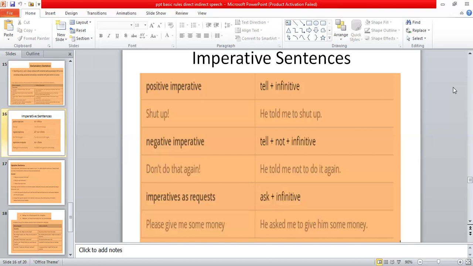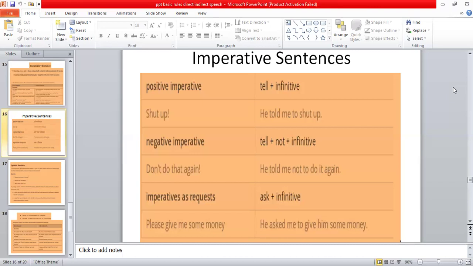Negative imperative we have to change like tell plus not plus infinitive. "Don't do that again." He told me not to do it again. So in this way, we have to change an imperative sentence from direct to indirect speech.